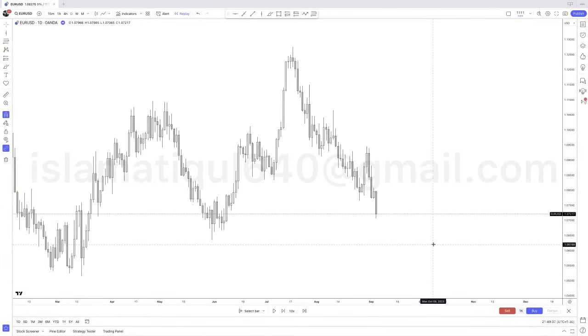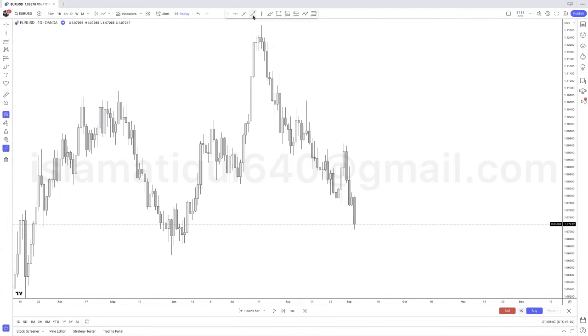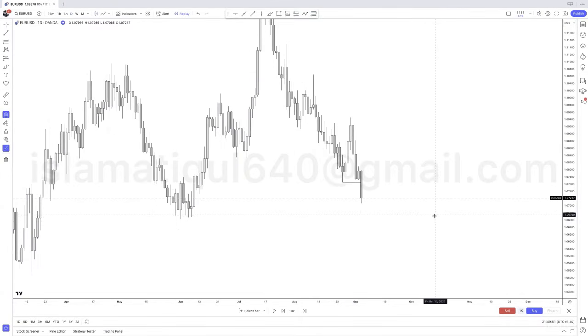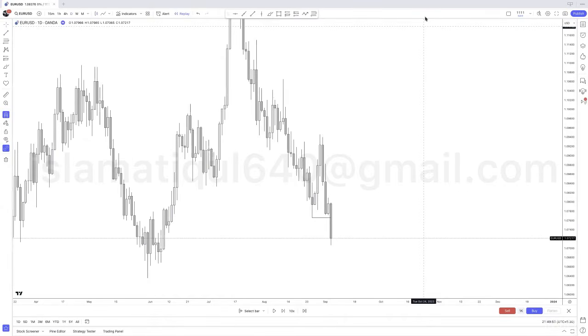Let's start analyzing. What can we see on the daily time frame? We can see that the market is bearish. One main thing I can see is we have a major breakout structure, because we have a candle closing, which is very clear. Storylines are obviously bearish.